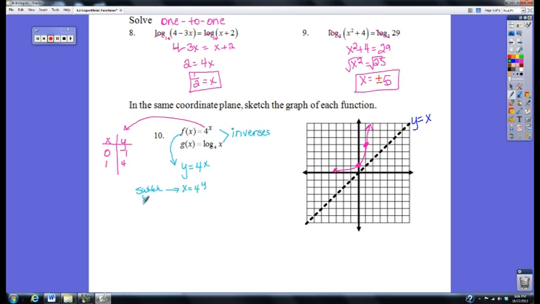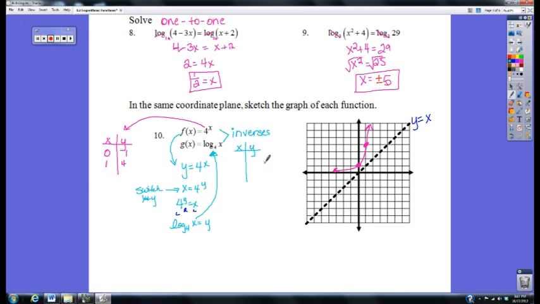Switch x and y. This is a review. So I'm going to flip this around: 4 to the y equals x. Alright, let's do our little left, right, left thing here. Left, right, left. Log base 4 of x equals y, or y equals log base 4 of x. Check it out right there: log base 4 of x. That's the inverse.